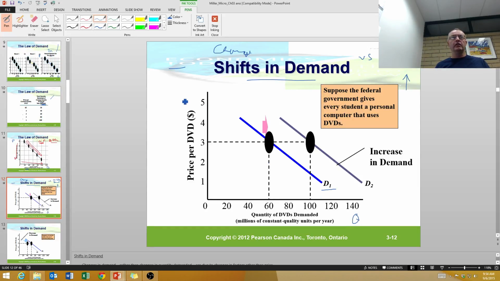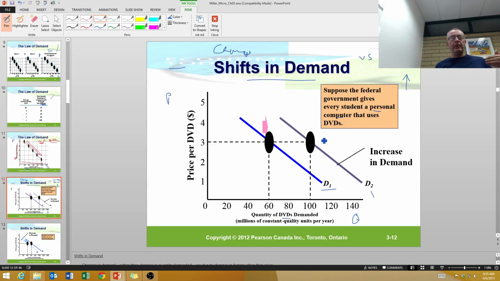Here's our quantity demanded, here's our price. And then the federal government decides to encourage people to use computers in their schooling. So the federal government goes out and buys personal computers, and it gives those computers to all the students across the country. So if the federal government gave away zero-cost personal computers to all students in the country, then students are probably going to increase their demand for DVDs, because now they have a device to play DVDs.